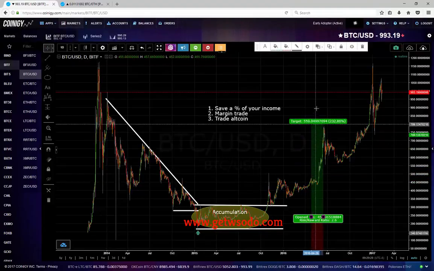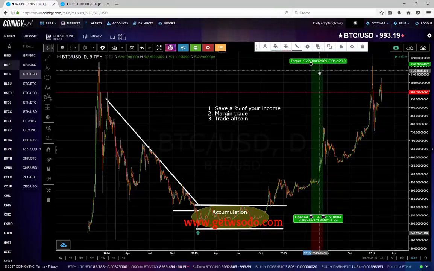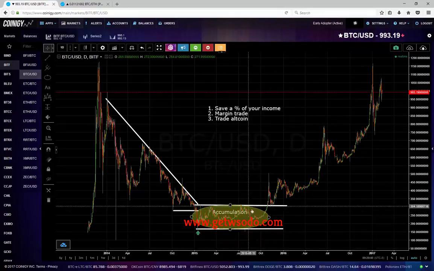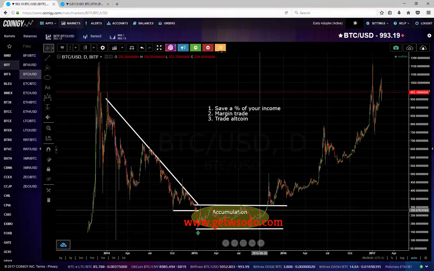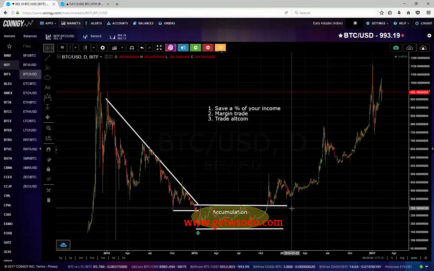So let's just say my average was mid-range between these two. Basically from mid-range to the high, the market went up 384%. So that's close to 4x my savings from 2015. So that increased the dollar value of my crypto portfolio significantly.